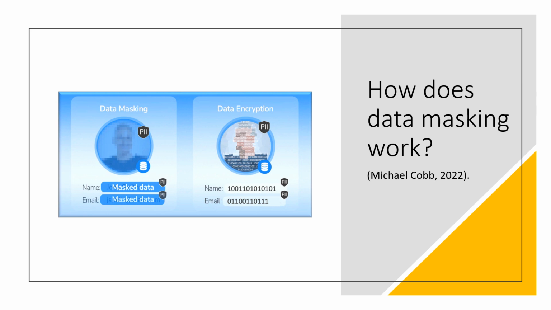Now, you might be thinking, but wait, doesn't masking the data defeat the purpose of using it? Well, that's the beauty of data masking. It strikes a balance between data utility and data privacy. The masked data retains its format and statistical properties, so it can still be used for testing, training, or analytics. It's like having a stunt double for your data. It looks and behaves like the real thing, but without the risk of exposing sensitive information.